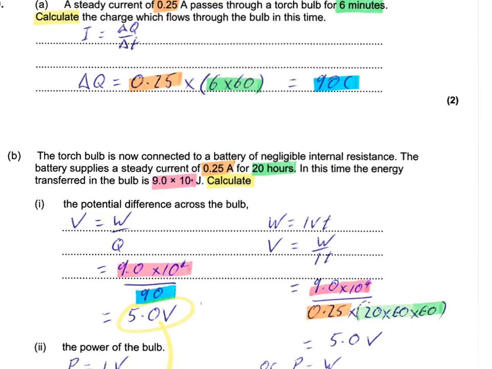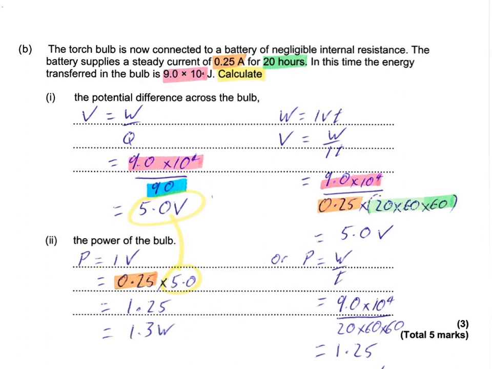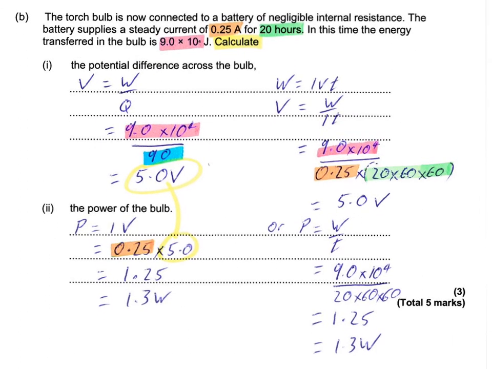Mark distribution here: 2 for the first, 1 for the sum and 1 for the answer, and 3 for the two parts here. It's 2 marks for the PD, again 1 for the sum, 1 for the answer, whichever version you go for, and then 1 simply for the answer for the power, again whichever route you took through. So that's the electricity homework booklet question 10.